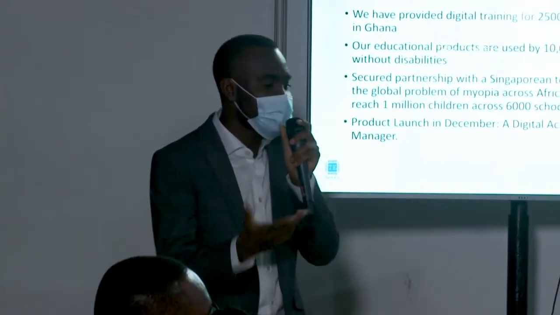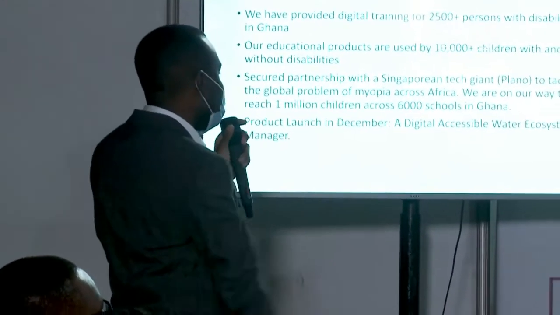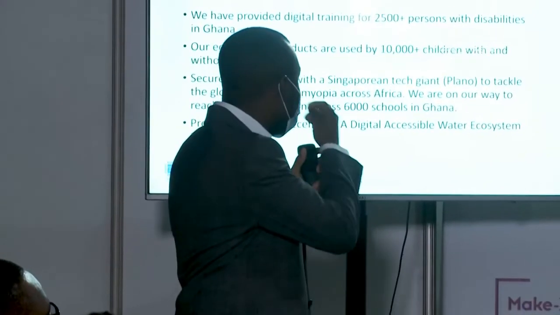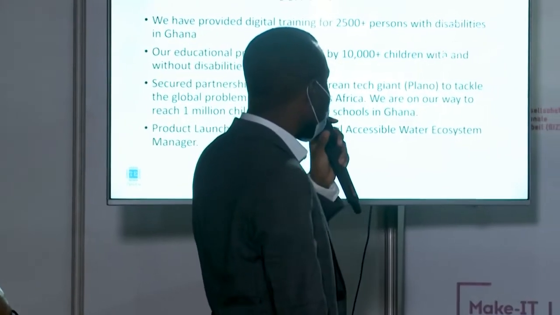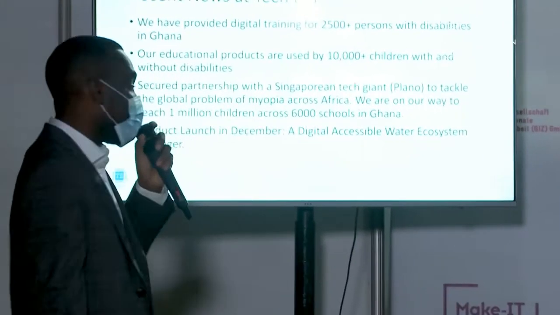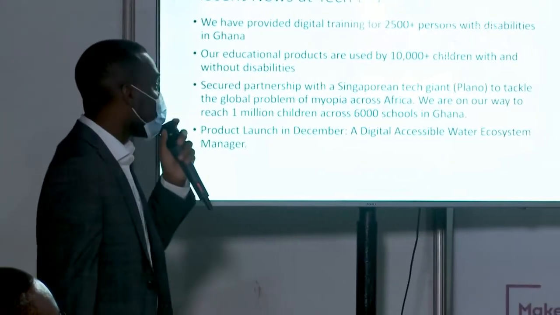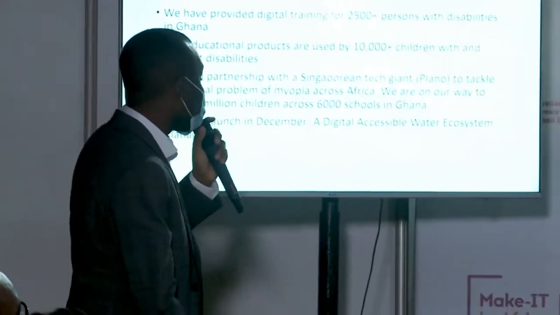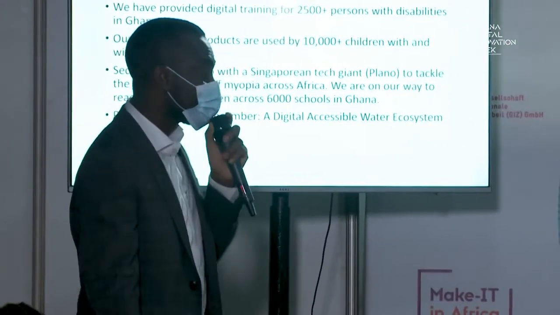So just to give you, if you're wondering, okay, all these things, what does this mean? This is just a quick highlight of some of the things you've done. So we have provided digital skill training for over 2,500 persons with disabilities. Our educational products are used by over 10,000 children with and without disabilities in Ghana.